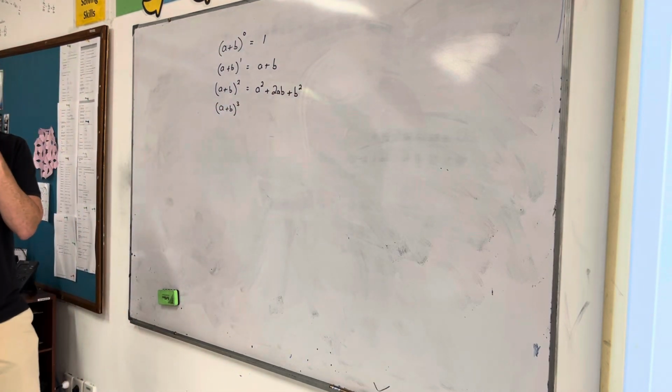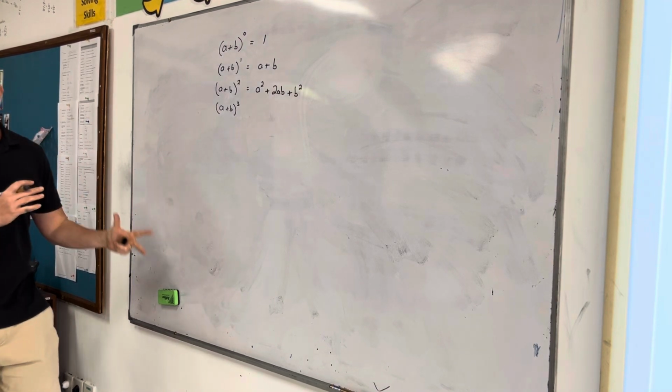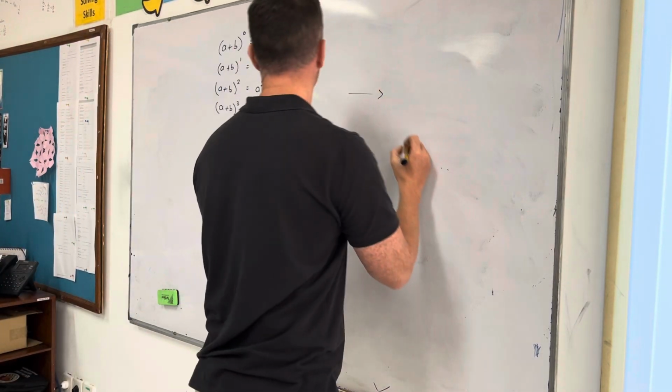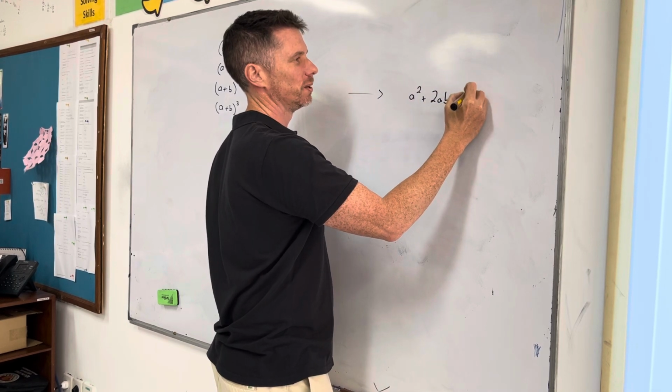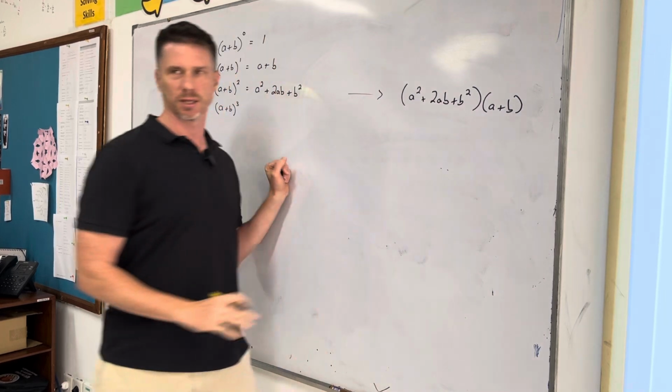A cubed plus 3a squared b plus 3ab squared plus b cubed. If we're not too familiar with it, we can just work it out. We're just going to multiply it by itself, and then we work it out.